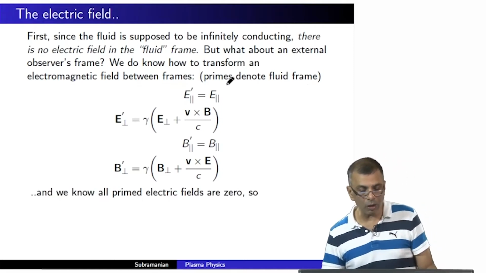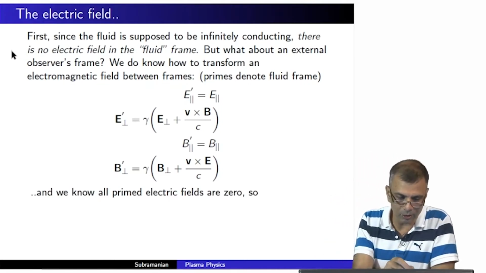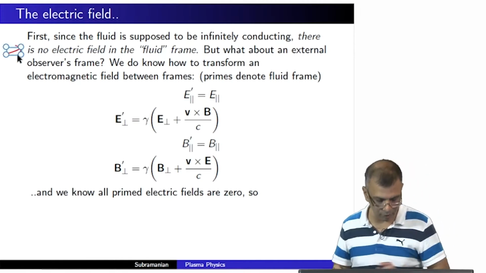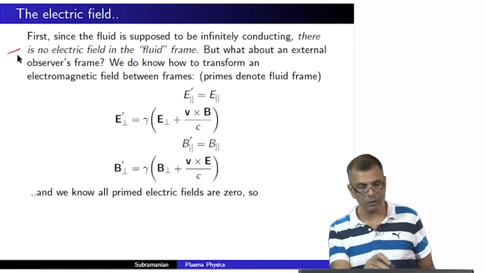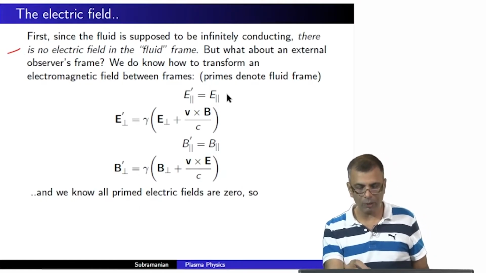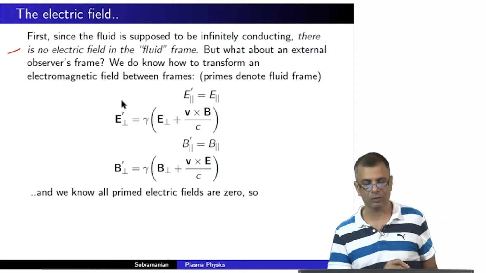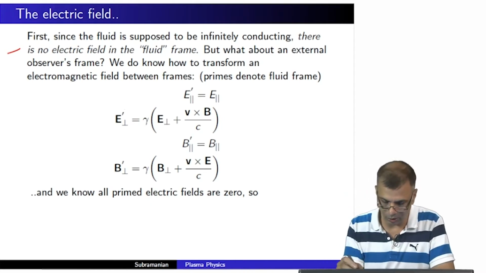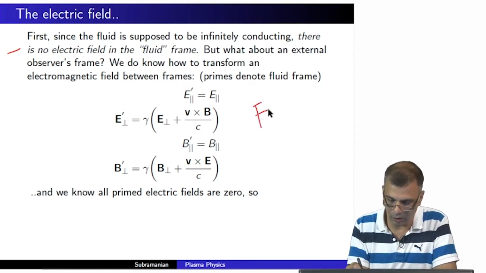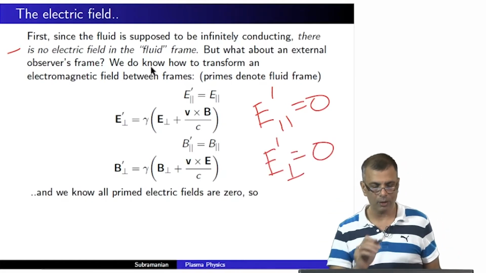Now we know that all primed electric fields are 0. There is no electric field in the fluid frame, in the primed frame. So E parallel prime is 0, and therefore E parallel is also 0. For that matter, E perpendicular prime is also 0. So in other words, E parallel prime is equal to 0 and E perpendicular prime is also equal to 0 by definition.